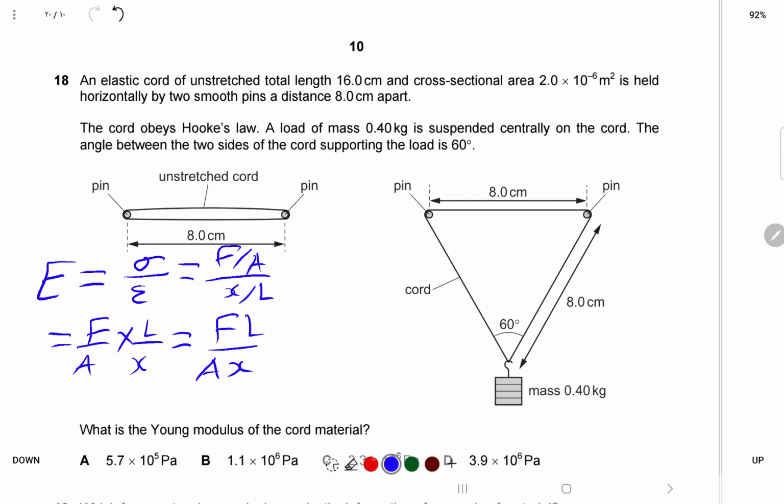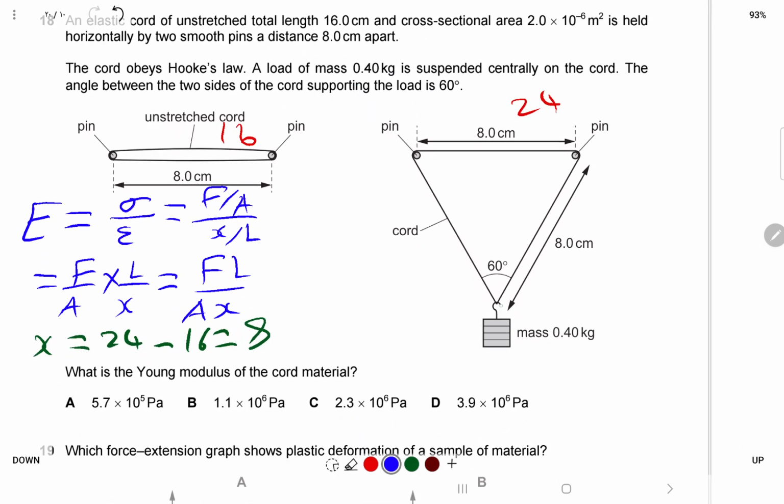To calculate extension now, you can see here original length was 16 and final length was 24. Clearly extension must be 24 minus 16, which is 8. Now let's calculate the force from the diagram. The requirement in the question is to find the force, and the force here means tension.